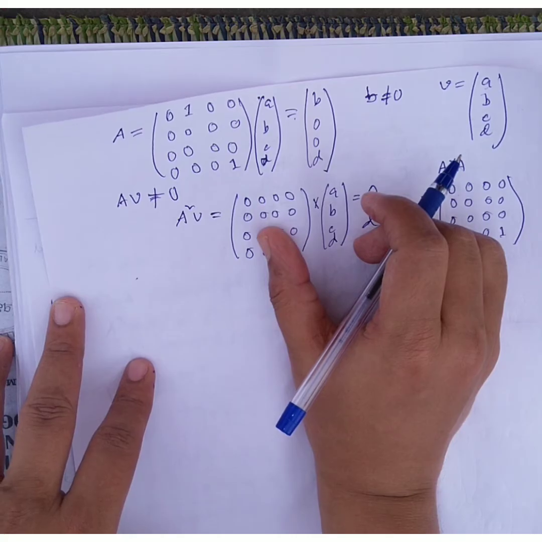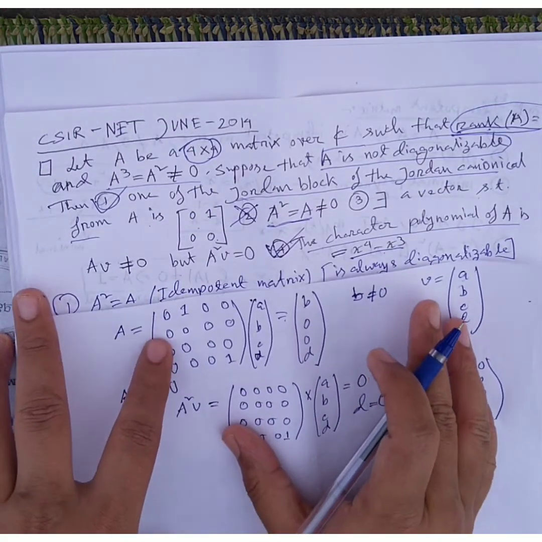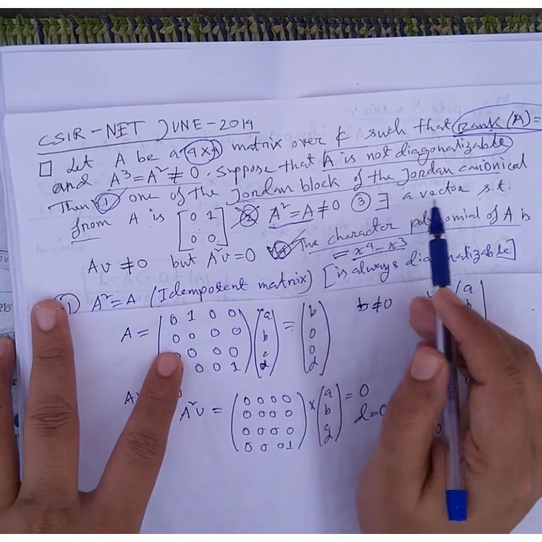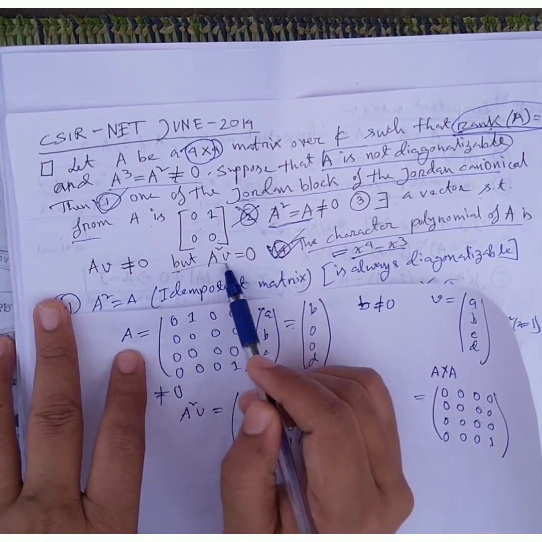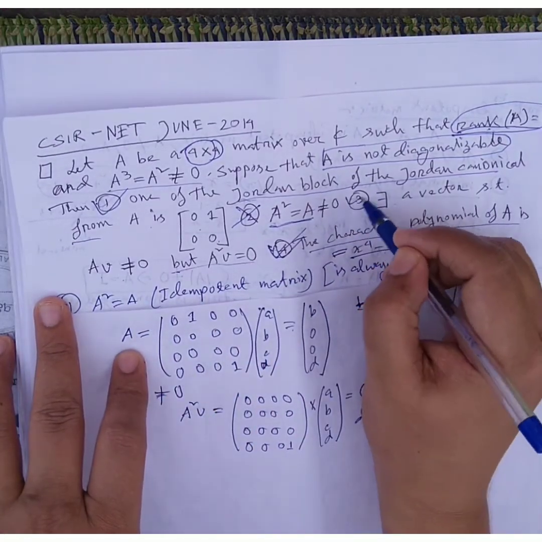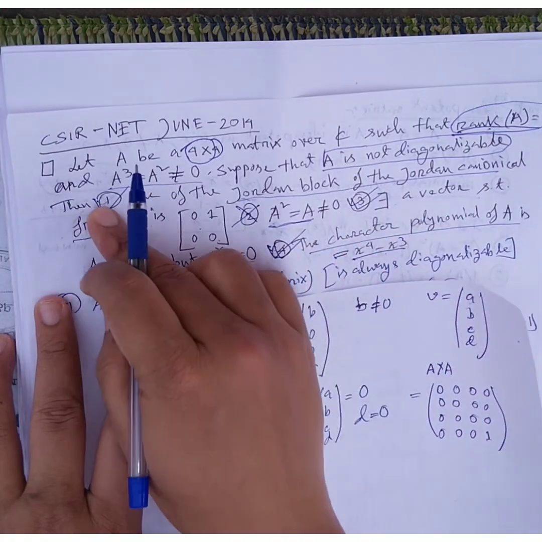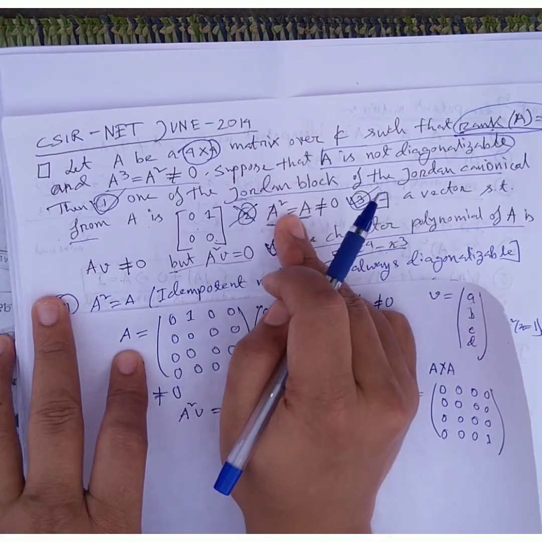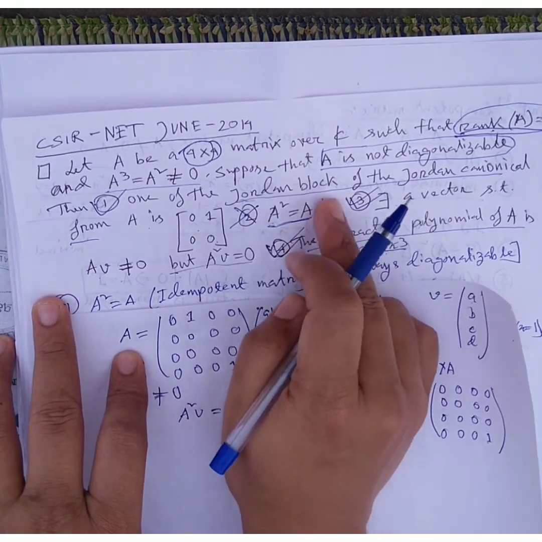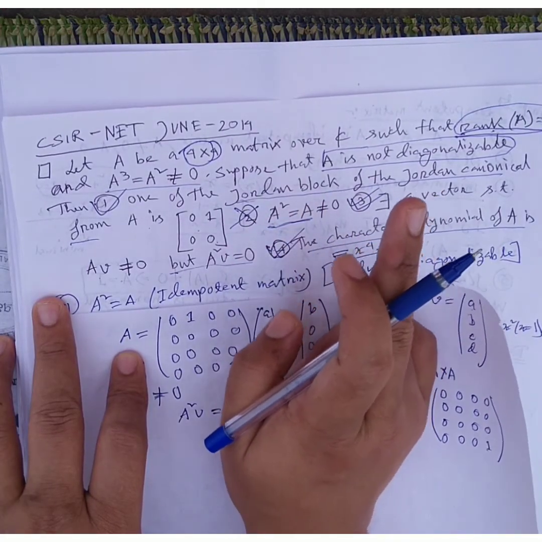D equals 0. So friends, they ask whether there exists a vector v such that Av does not equal 0, but A squared v is equal to 0. So it is possible. My answer is 1, 3, 4, and 2 is not possible because A squared is equal to A, which is a diagonalizable, idempotent matrix.